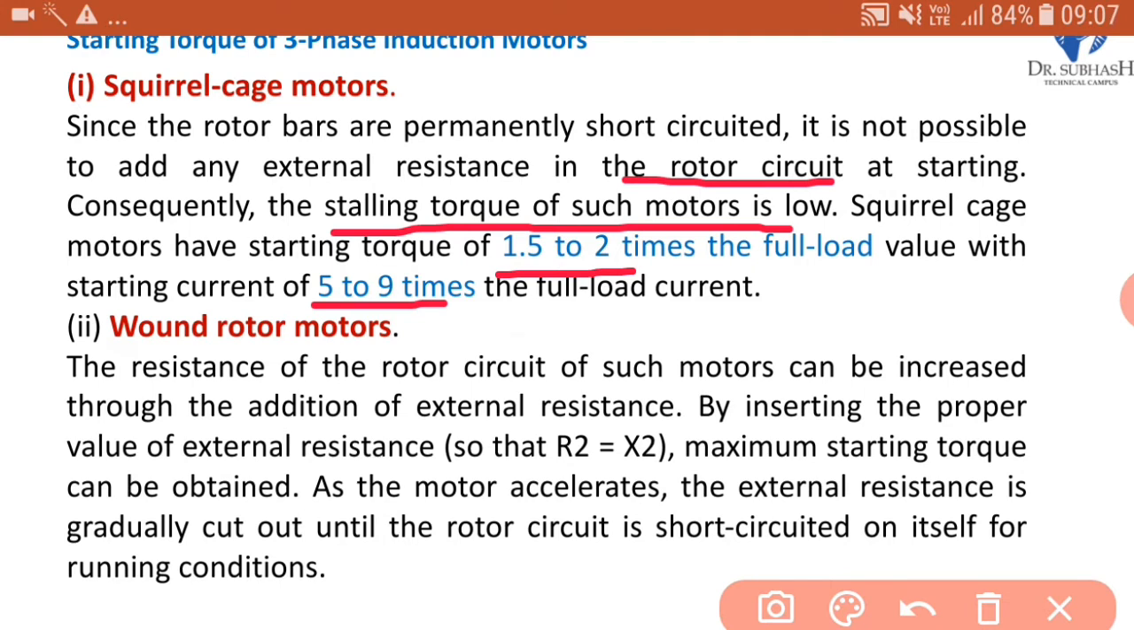So, starting torque of squirrel cage induction motor is somewhat less as compared to wound rotor motors, and average starting current will be near about 7 times the full load current.